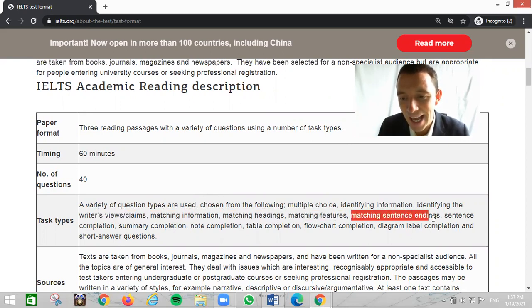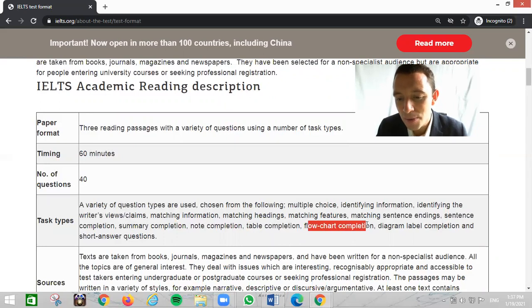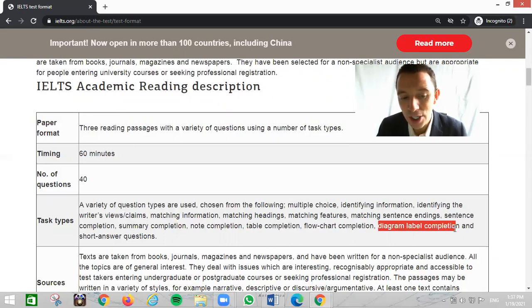Matching sentence endings. Okay, so very interesting. Sentence completion. Okay, and summary completion, note completion, table completion, flowchart completion, diagram label completion, and short answer questions. So you have a long list of possible types, but ultimately and fundamentally, it's the same concept. You need to understand the idea of the writer, understand the detail, understand the purpose, and all the aspects that you need to understand to identify the specific and correct answer.